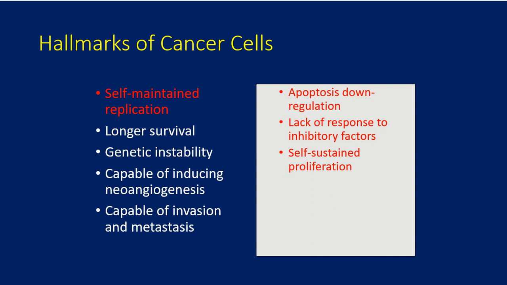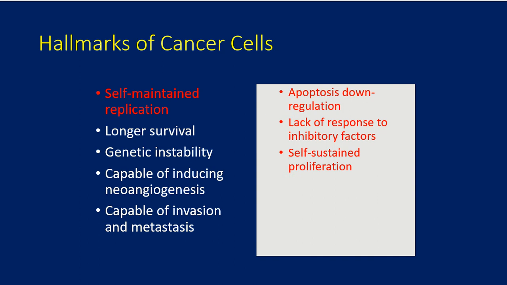So cancer cells, at the end of the day, need to have 5 main characteristics. These are the hallmarks of cancer. The very first one is self-maintained replication. A normal cell has a very controlled life cycle. It does not replicate its DNA, it does not divide, unless there is a need for it to do so.